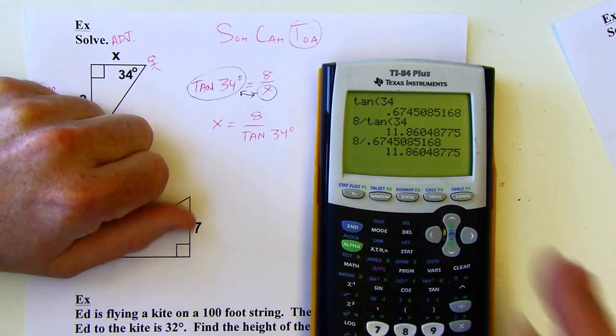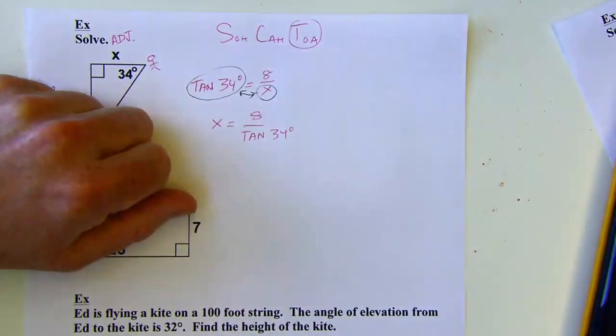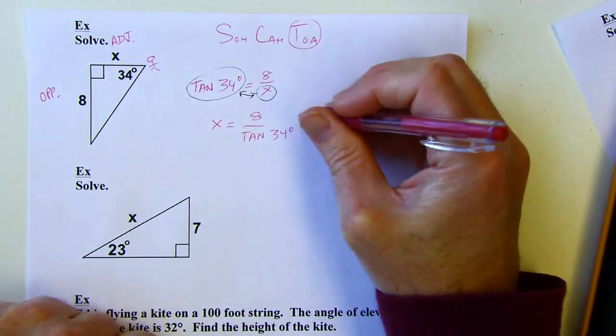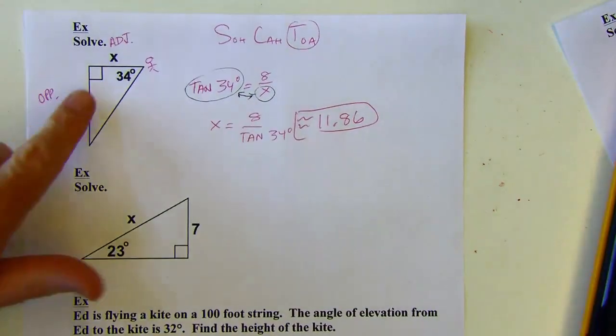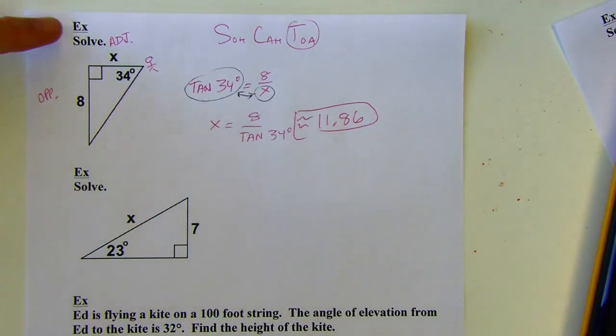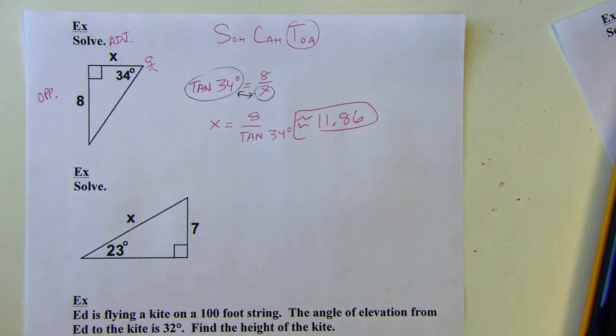So I'm going to call that 11.86. I'm going to go to the nearest hundredth. Okay, and that means, you know, this picture obviously isn't to scale, but that means that side would be about 11.86. Okay. All right, let's try another.